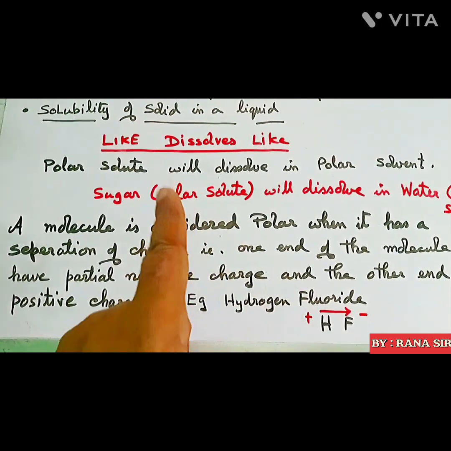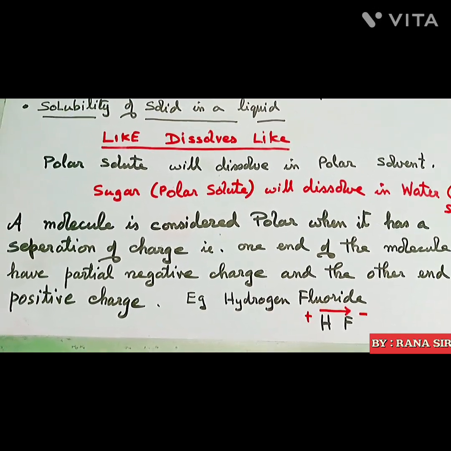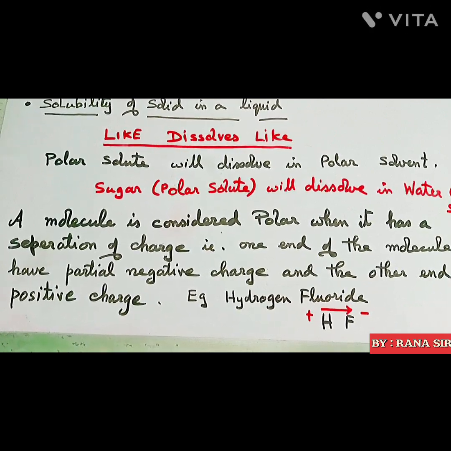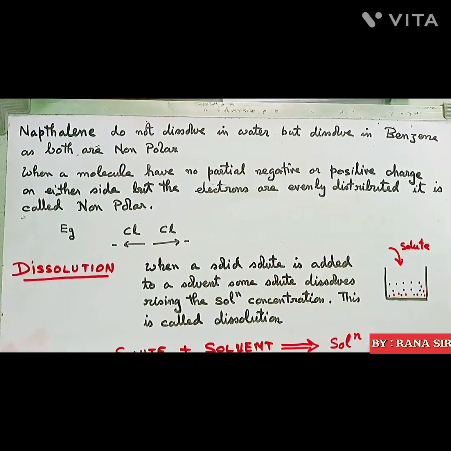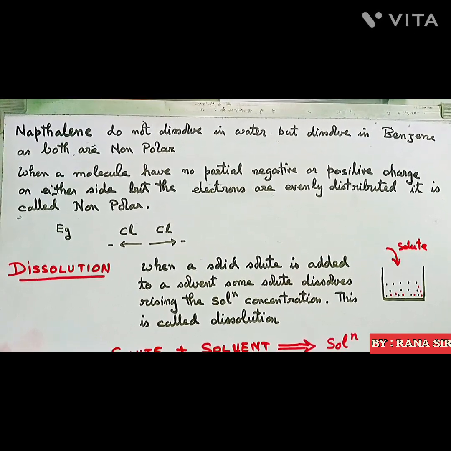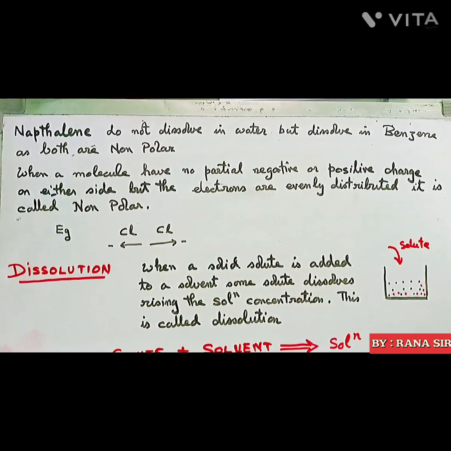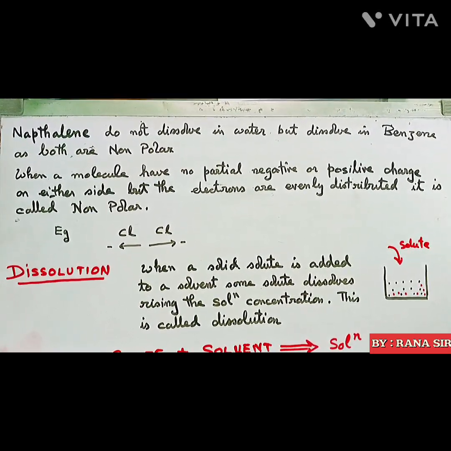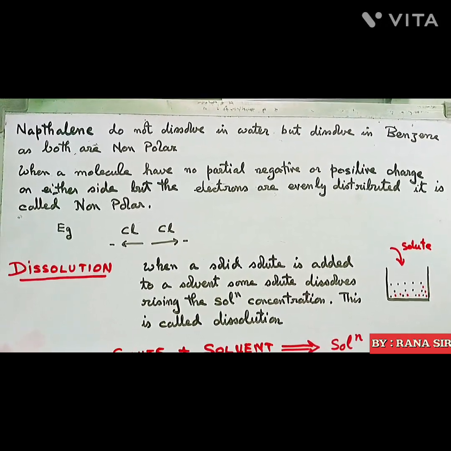So if solute and solvent are polar, they dissolve easily. Similarly, if the solute and solvent are non-polar, they will also dissolve easily. So that's the reason for like dissolves like. So naphthalene does not dissolve in water but dissolves in benzene. Naphthalene and benzene are both non-polar, hence they dissolve, but naphthalene and water are one non-polar and one polar, so it is not like, hence it doesn't dissolve.